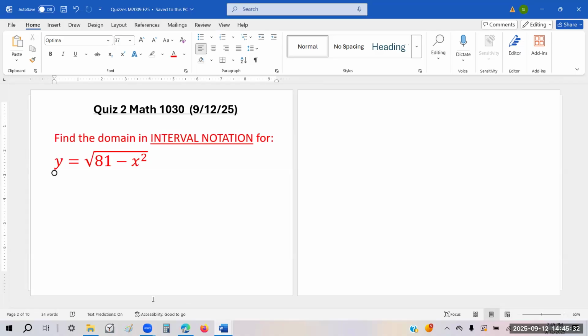Find the domain in interval notation for y equals square root of 81 minus x squared.